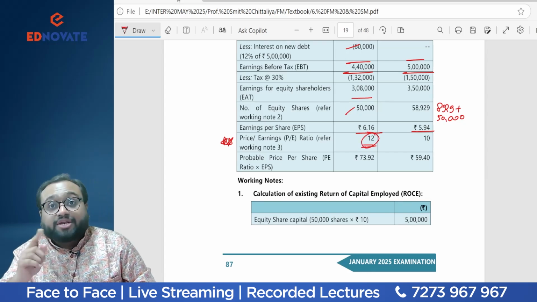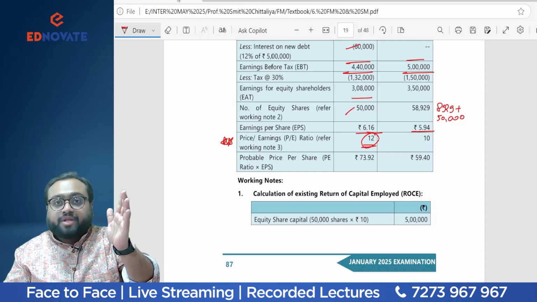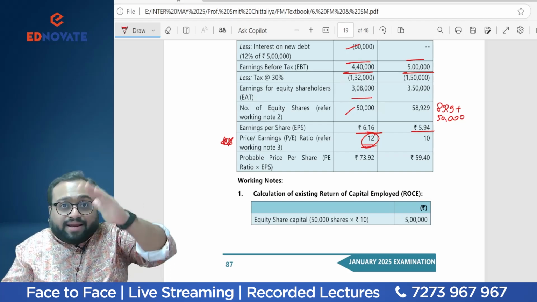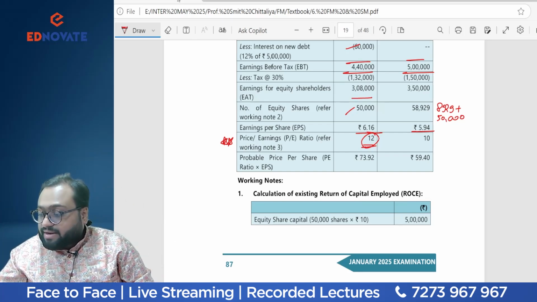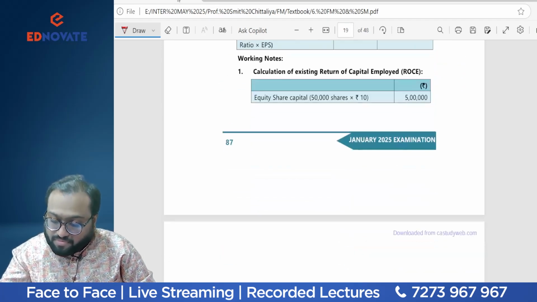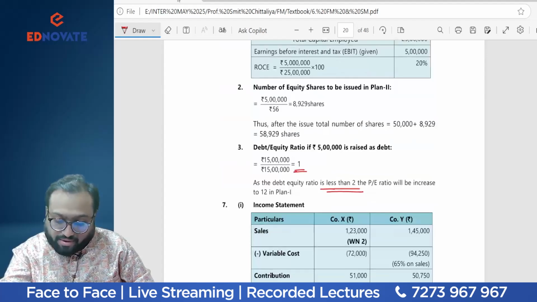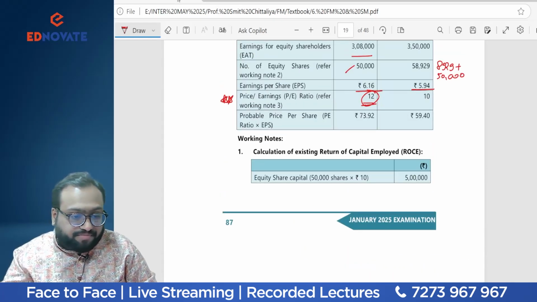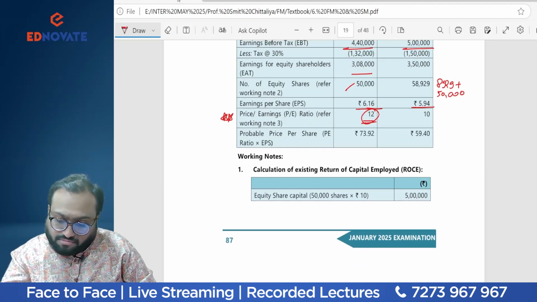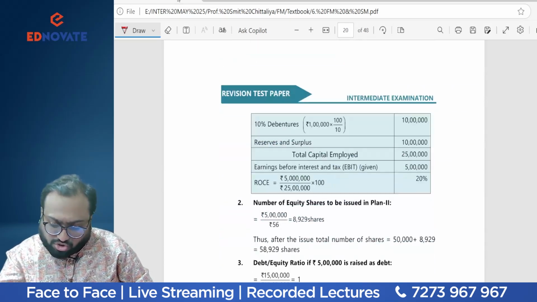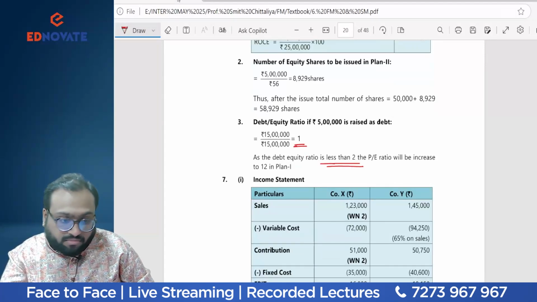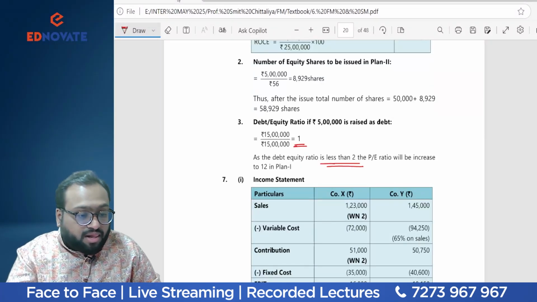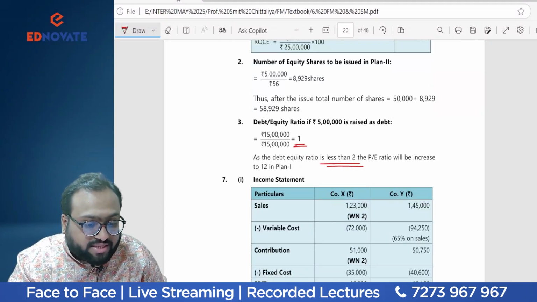What will be the new? In plan 2, 10 lakh will be the old debt. New debt we have not issued. So 10 lakh divided by 20 lakh, it is 0.5. Am I right? If I am not wrong, someone check. Yes or no? Okay, if it is less than 2, it will raise the P/E to 12. Am I right?